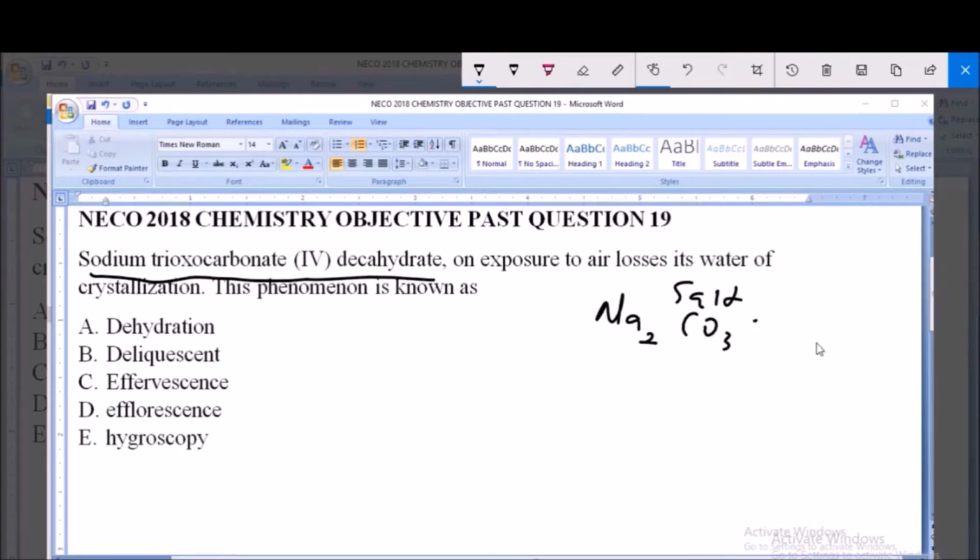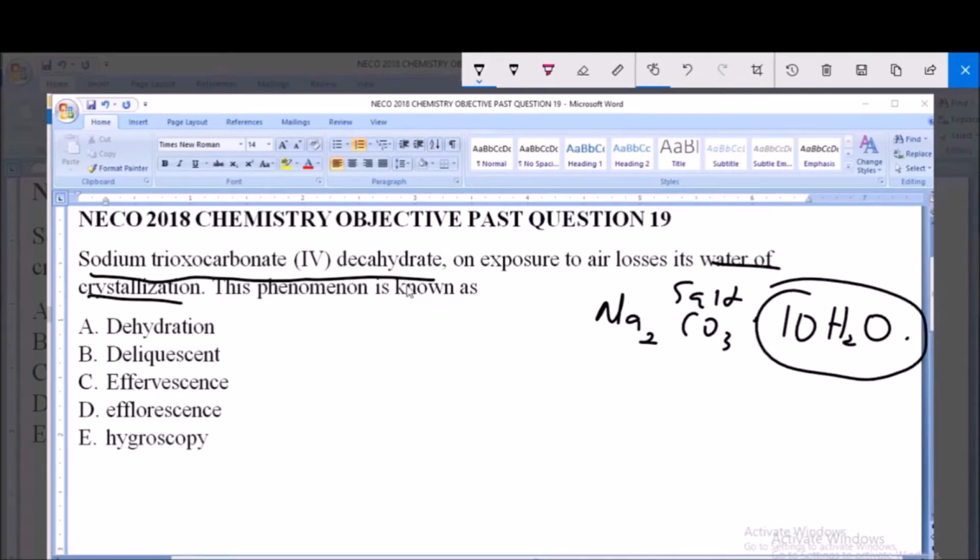So decahydrates, that is with 10 moles of water as its water of crystallization. Now, on exposure to air, it loses this water of crystallization. So we're asked for what this phenomenon is known as. So let's look at each of the options and see which one describes this phenomenon. Now, option A, which is dehydration, simply just refers to the loss or removal of water from any substance.